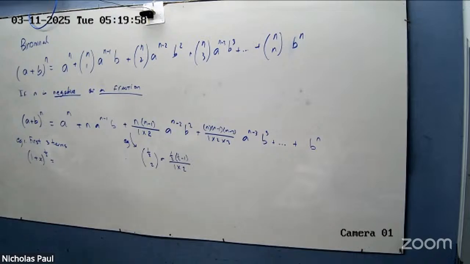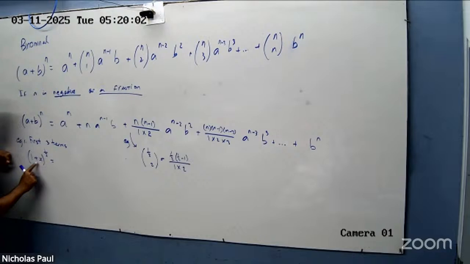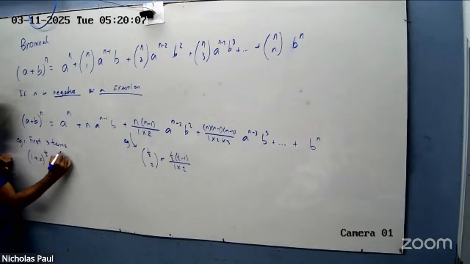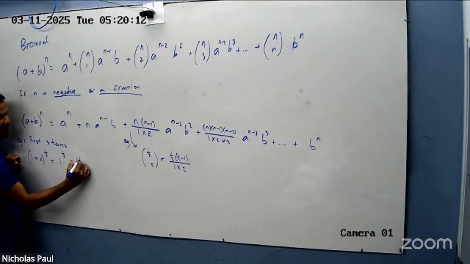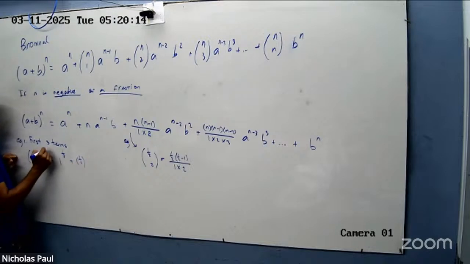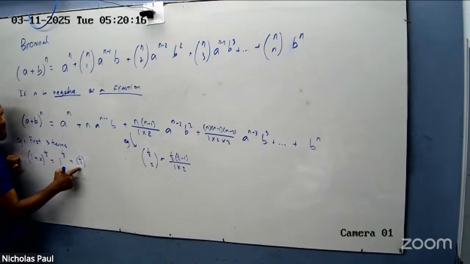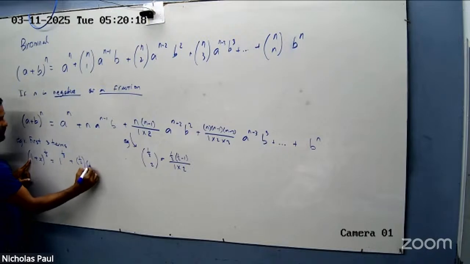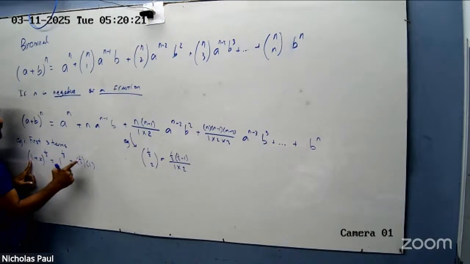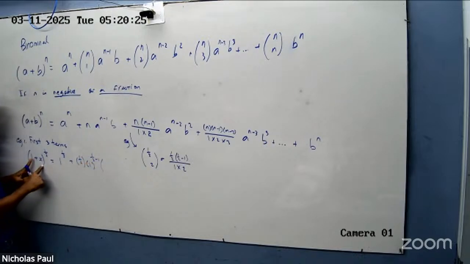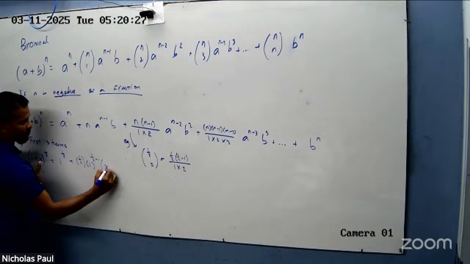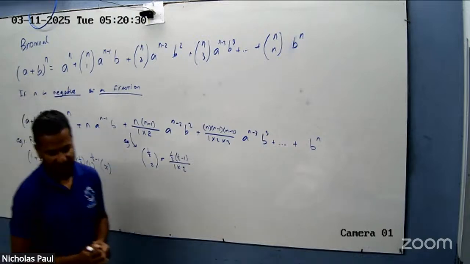But I want to show you something on the summary after. So 1 plus x to the power of a half, we're using this. So that'll be 1 to the power of a half plus, n is a half, so that'll be a half by a, which is 1, to the power of n minus 1, by b. B is x. That's the first and the second term.